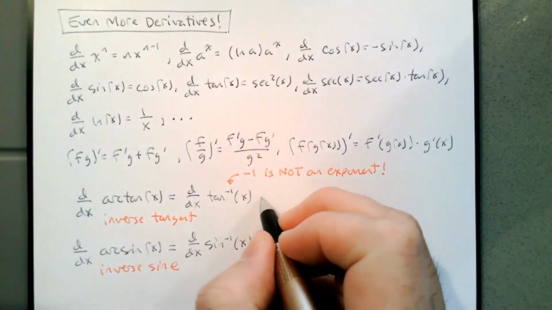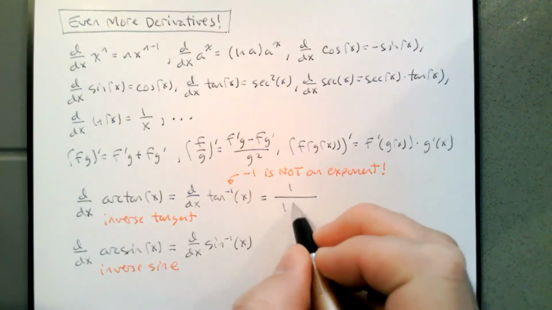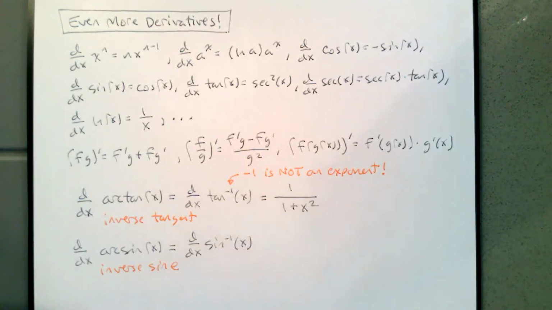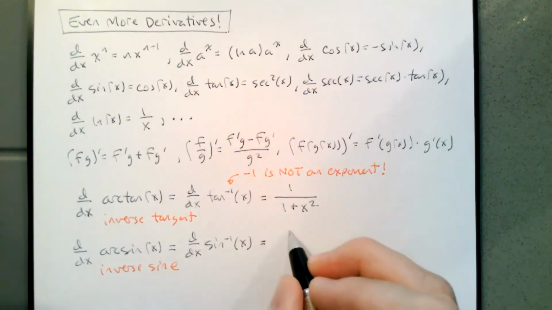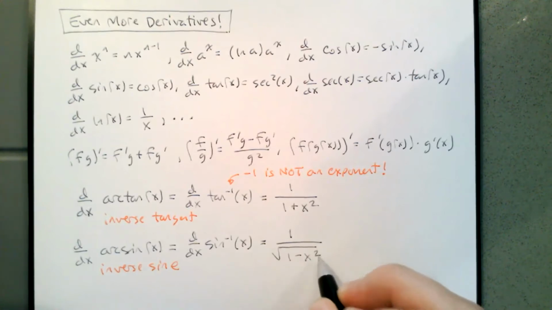The derivative of arctangent is 1 over 1 plus x squared. We're going to start with just knowing that this is the derivative of arctangent. I haven't said why. I haven't said how we came up with this. This is just what it is. The derivative of arctangent is 1 over 1 plus x squared. The derivative of arcsine is 1 over the square root of 1 minus x squared.